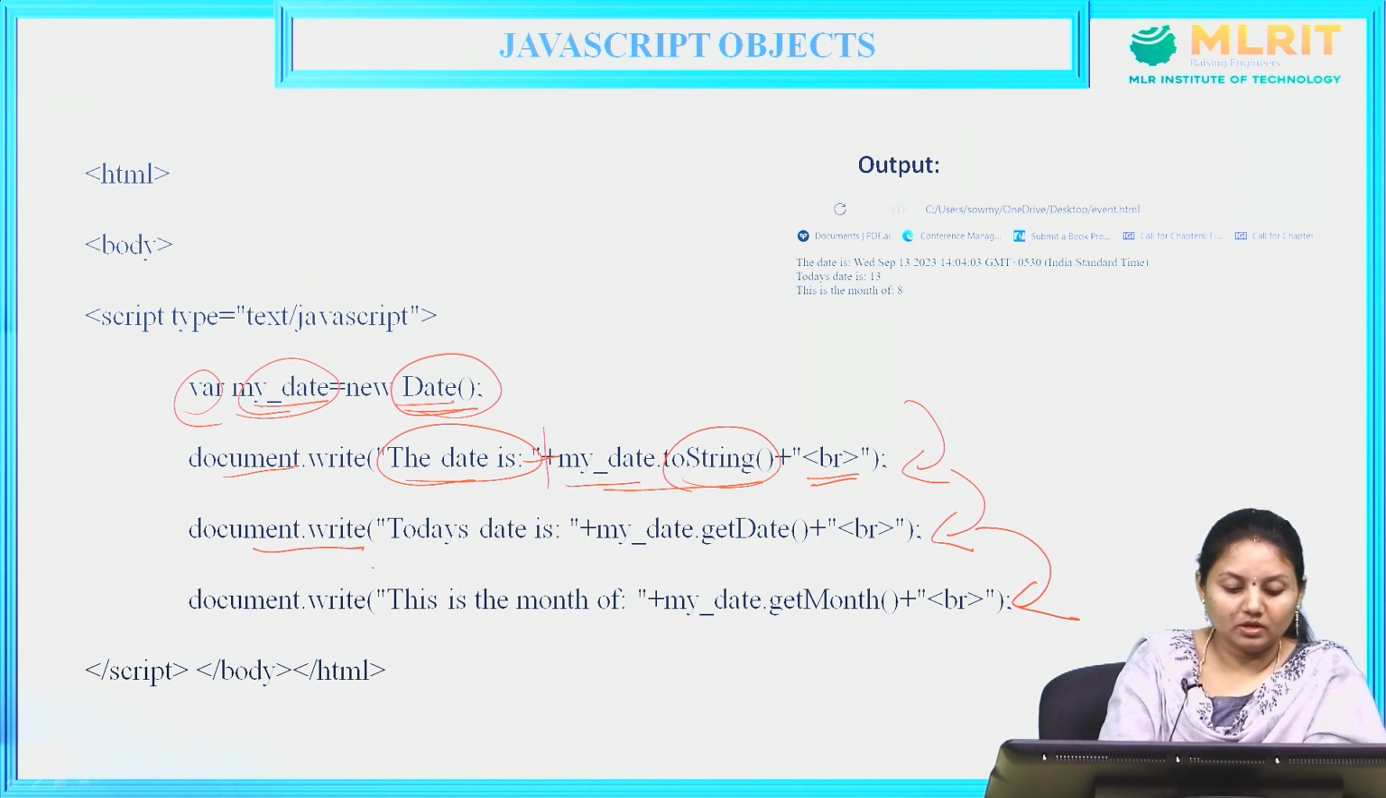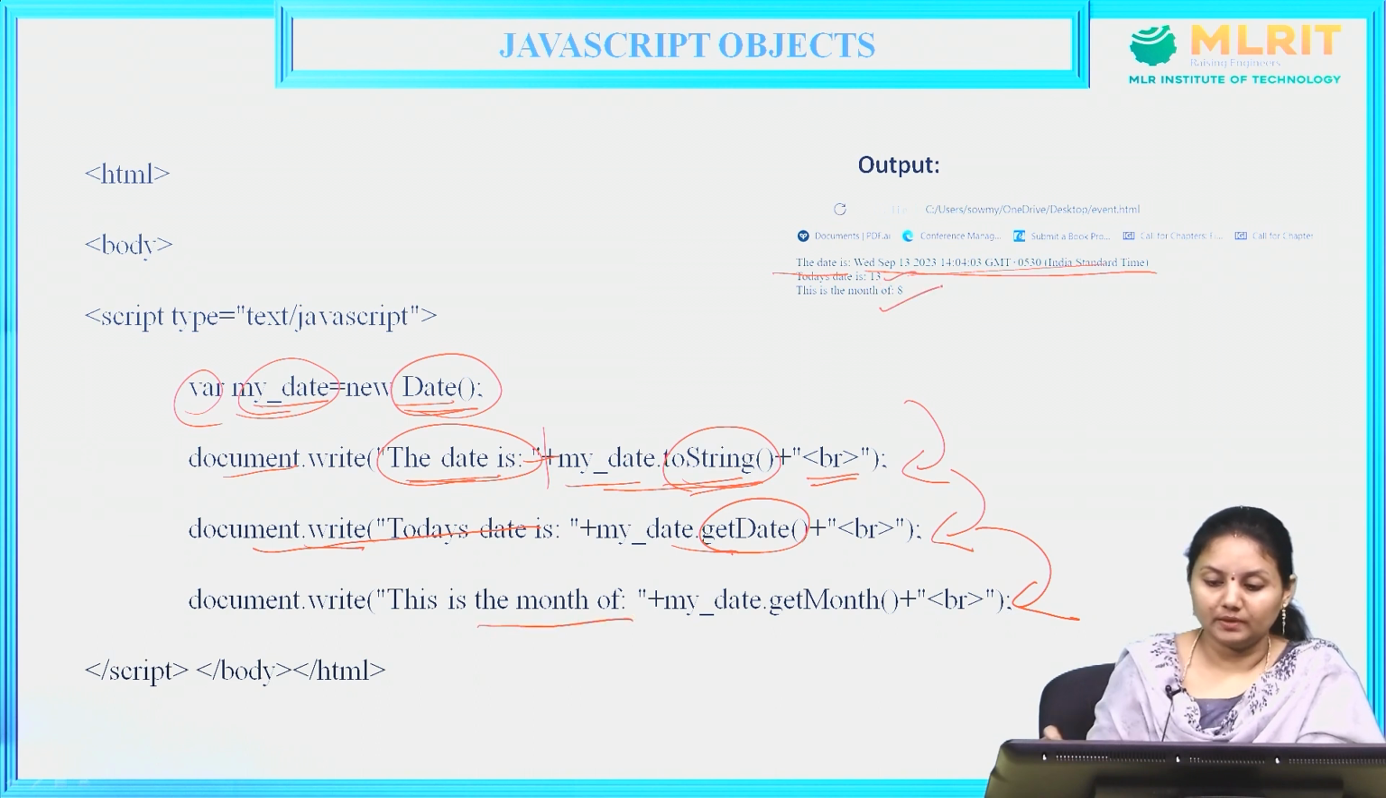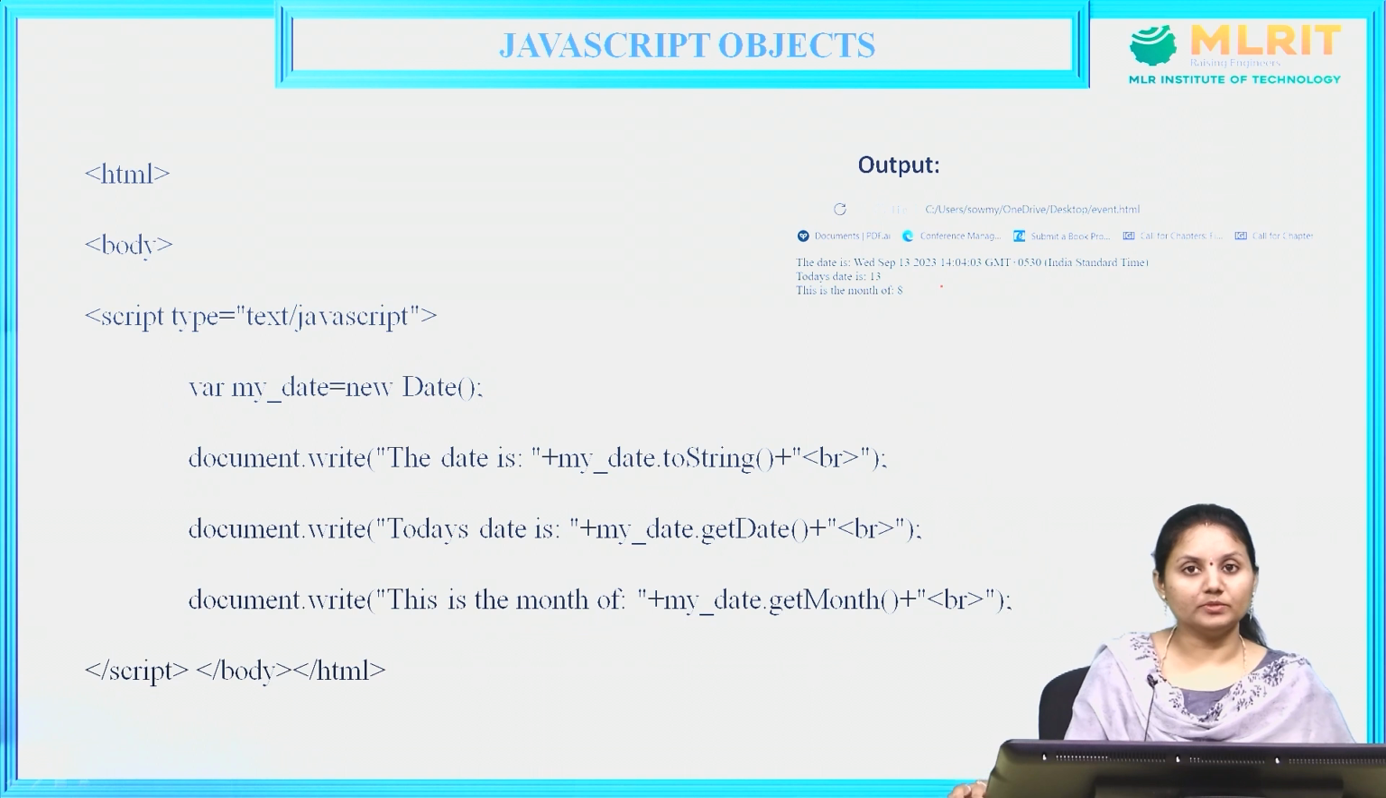So document dot write. First, the date is will get printed, and the complete date will be printed because you have converted that to a string. The string will be printed here. Today's date means get date, then month means get month. Like that, any object that you want to use can be retrieved here.